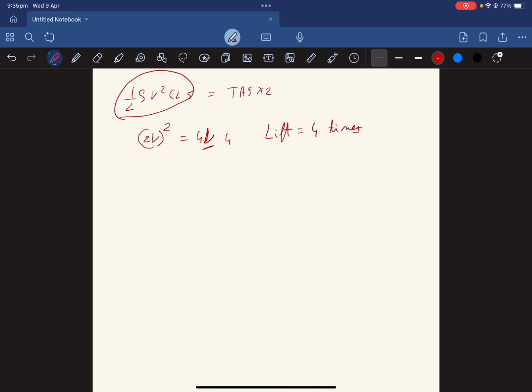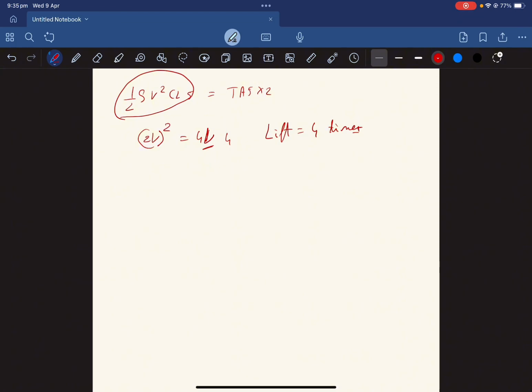So you can expect a few questions on the lift formula. The lift formula is half rho v square CL S. There could be questions like, if I double my speed, so if my TAS is twice, what happens to my lift? If my TAS is twice, which means 2v, and if I square it, that means 4v squared. So if velocity squared has become 4 times, that means my lift is going to be 4 times. I hope it makes sense. I'm not going to spend too much time on this topic, but you can expect questions.